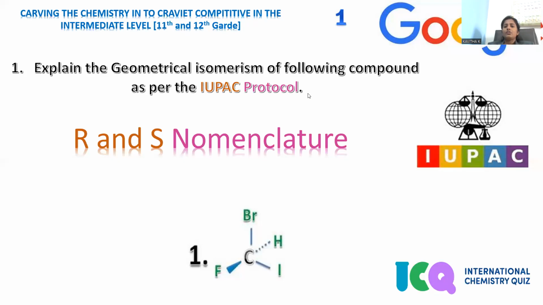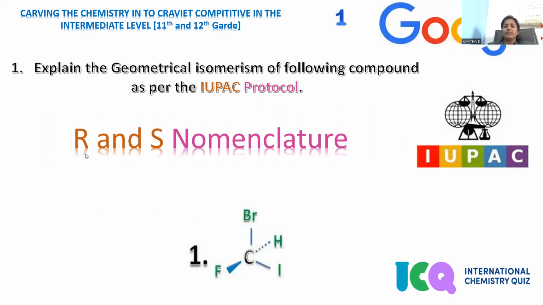Explain isomerism which is present in the following compound as per the IUPAC protocol. IUPAC stands for International Union for Pure and Applied Chemistry. According to that one, it is called optical isomerism called absolute nomenclature, right? RS nomenclature is also called as absolute nomenclature. So in this absolute nomenclature, the given compound to be assigned with either R or S, and IUPAC name should be assigned in order to give that one.